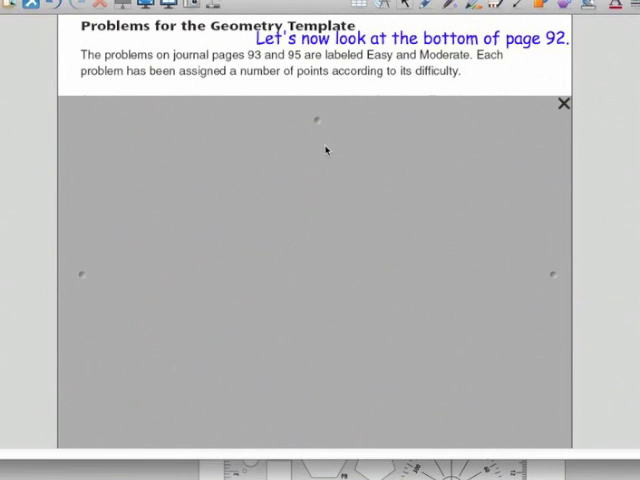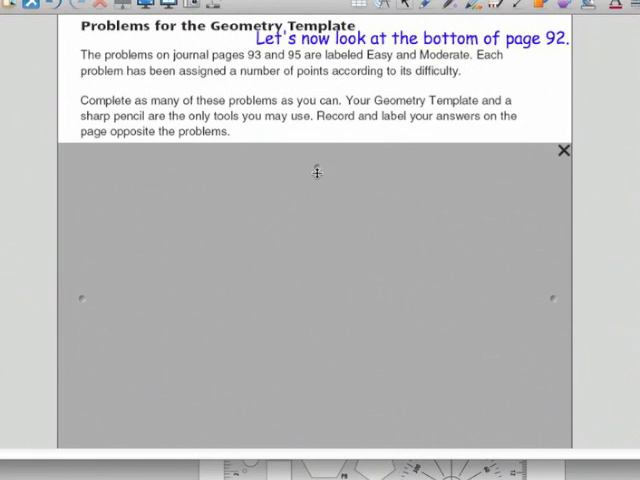All right, the next thing we're going to do is look at the bottom of page 92. Go ahead and get your journal out now. Okay, on here it says, the problems on journal pages 93 and 95 are labeled easy and moderate. Okay, moderate's a little bit harder. Each problem has been assigned a number of points according to its difficulty.